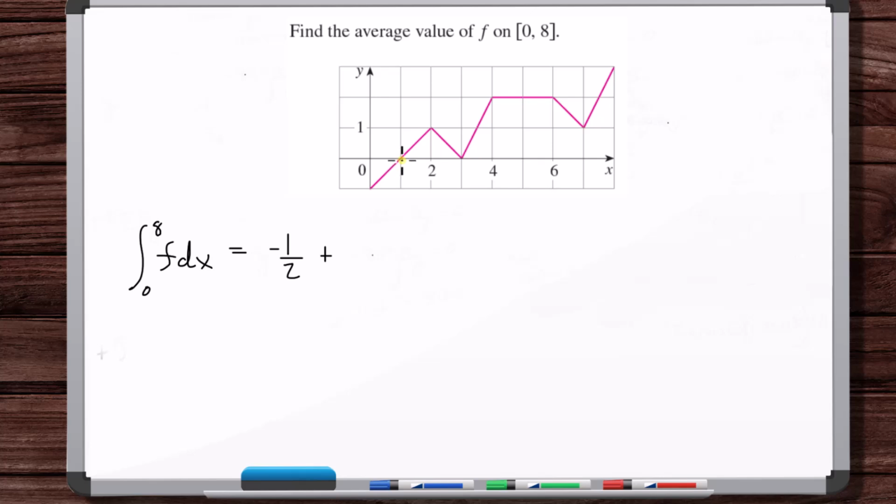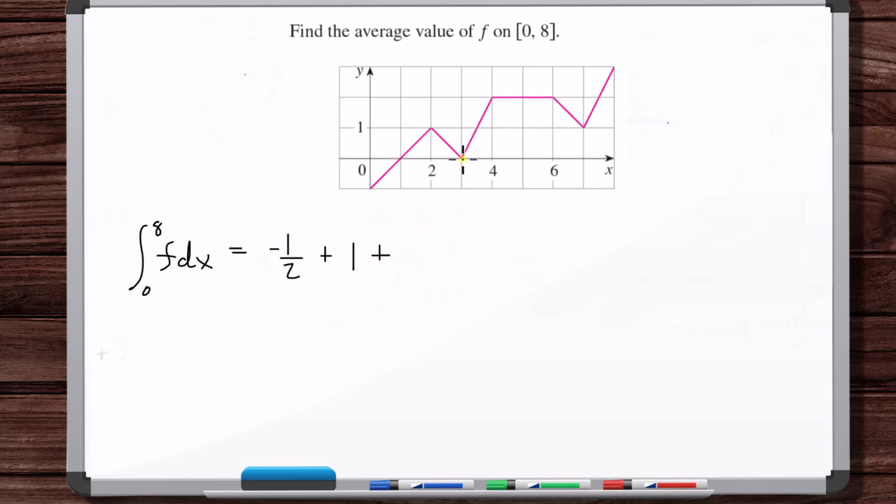This should just be 2 times 1 times 1 over 2, which is the same as 1/2 plus 1/2. So this is 1.